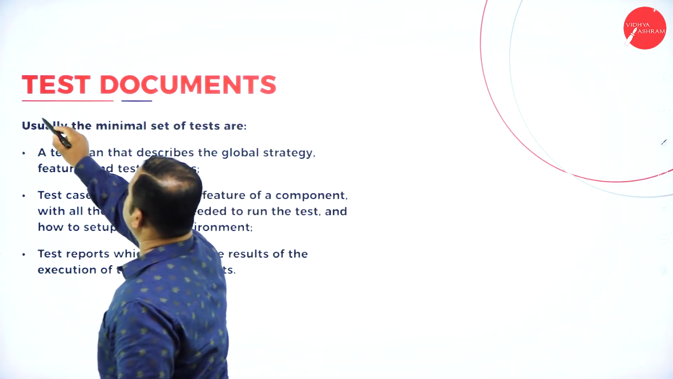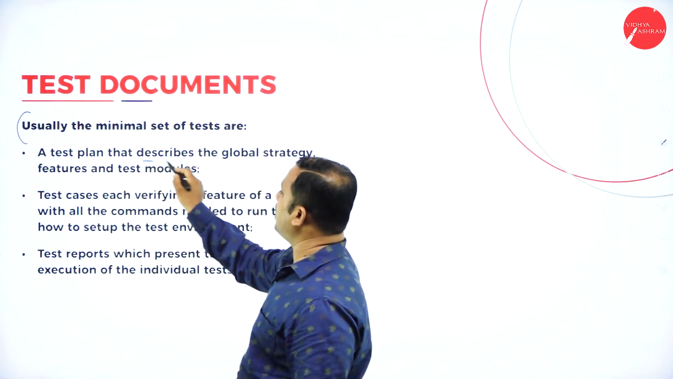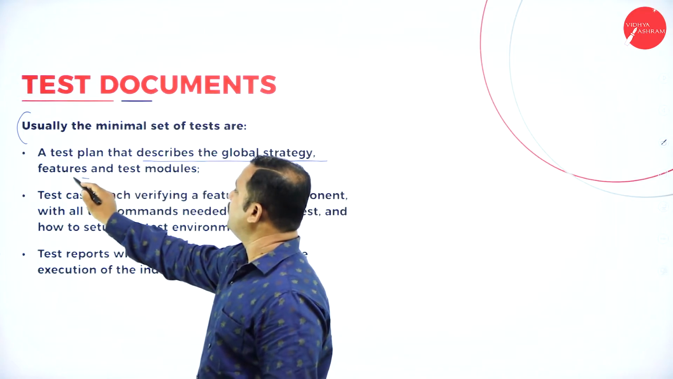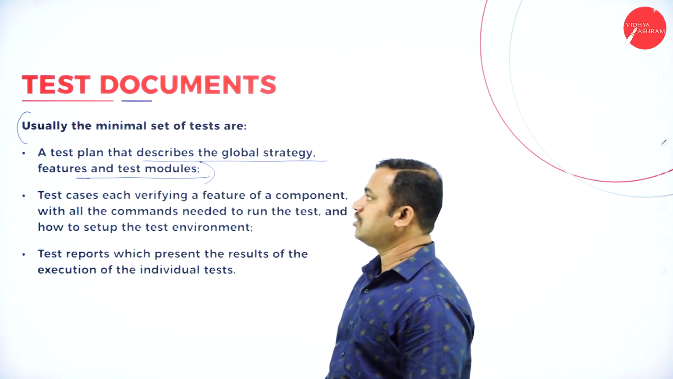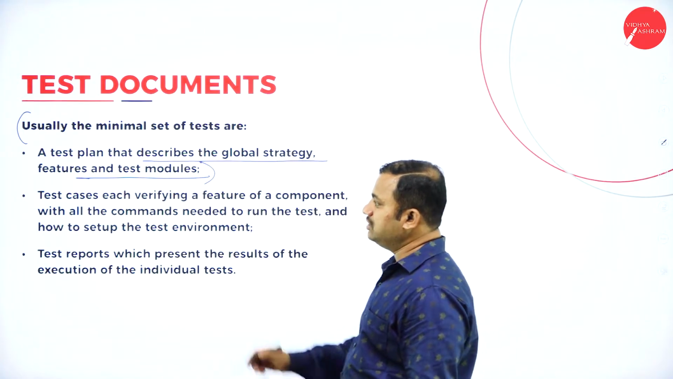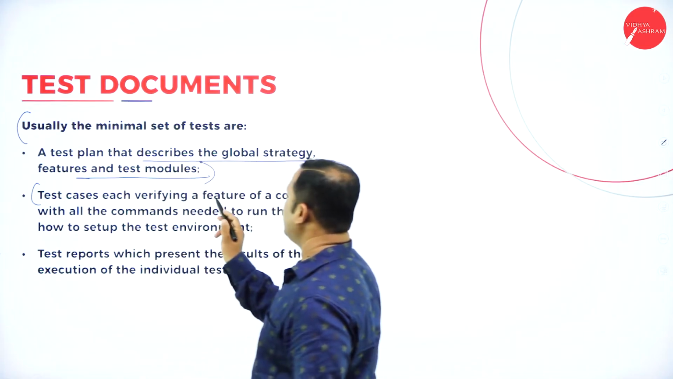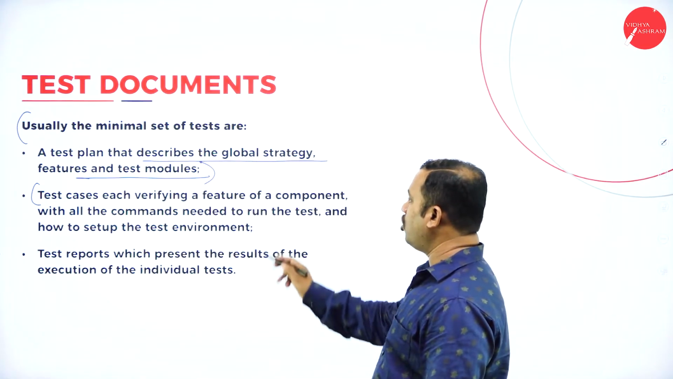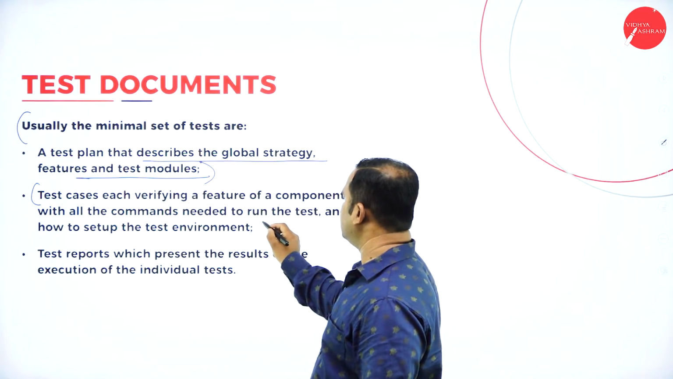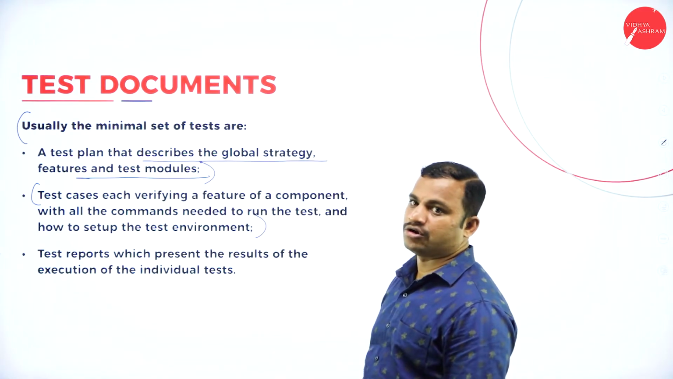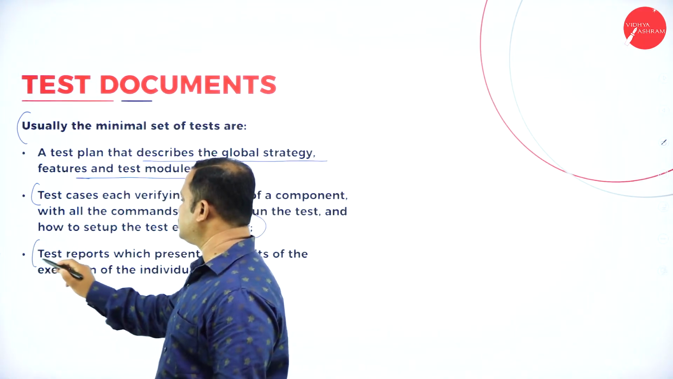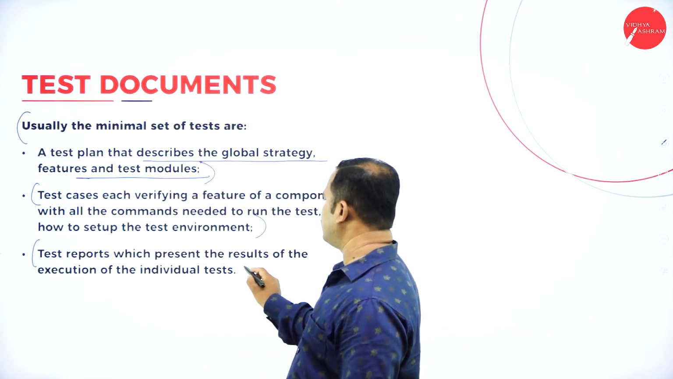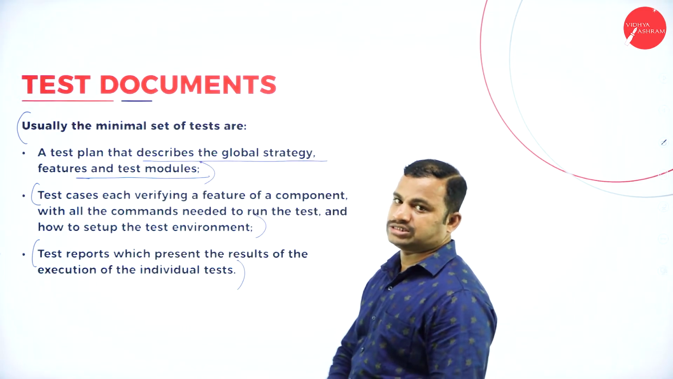Usually, the minimal set of tests are a test plan that describes the global strategy, features, and test modules, called the test strategies. Then test cases, each case verifying a feature of a component with all the commands needed to run the test and how to set up the test environment. Then test reports, which present the results of the execution of the individual tests.